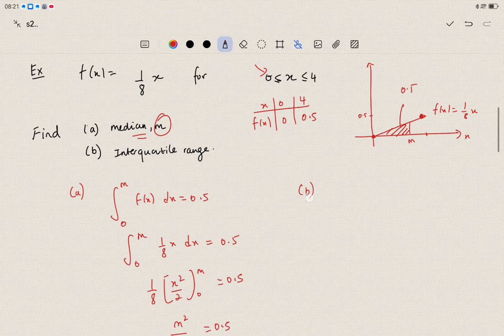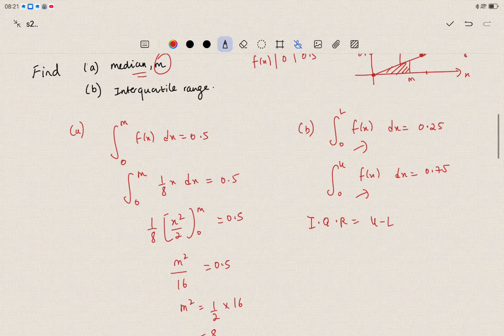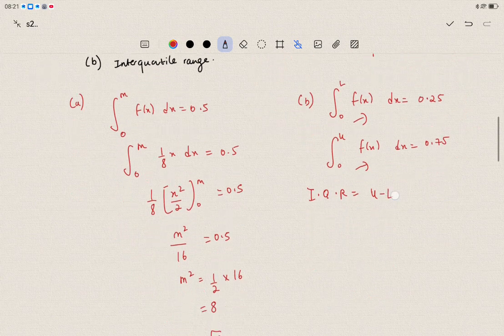For the interquartile range, you're going to integrate 0 to L of fx dx, give it value of 0.25. The next integration 0 to u fx dx should give you 0.75. The interquartile range will just be the value of u minus L, u which you're going to get from this one and L from this one. That's about it for the median and interquartile range.